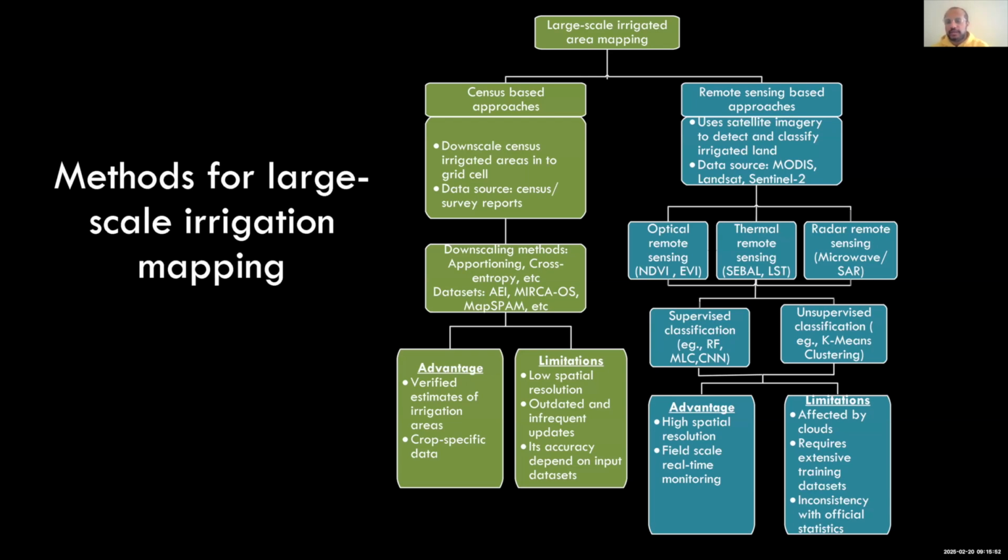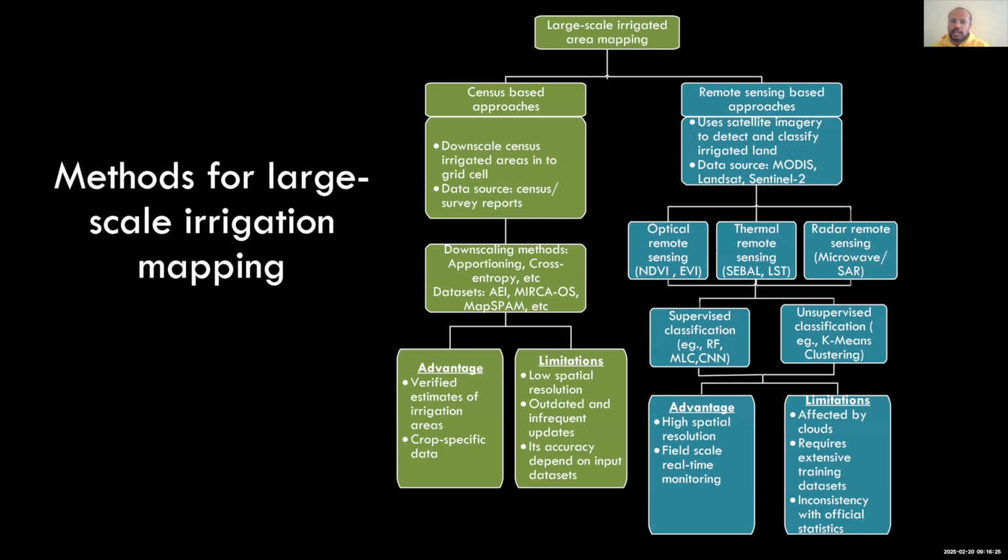Thermal remote sensing includes the use of thermal bands for analyzing and developing evapotranspiration models or land surface temperature models. And the radar uses microwave electromagnetic radiation waves to extract soil moisture data and enable us to predict the irrigated area.